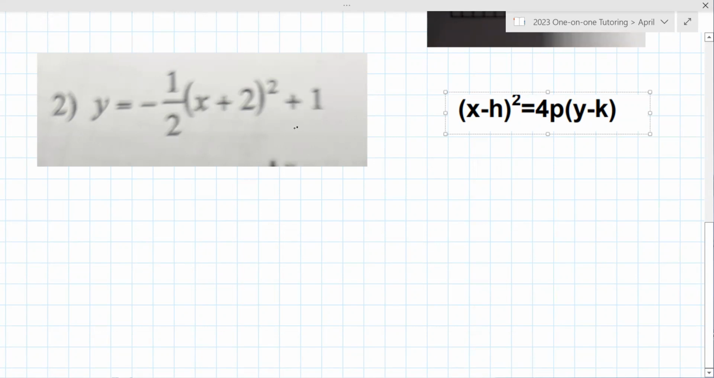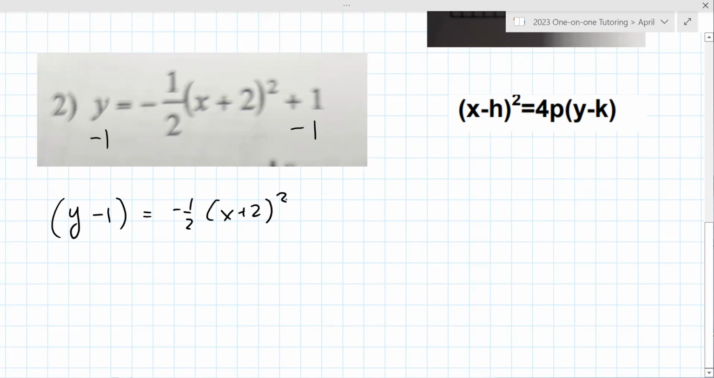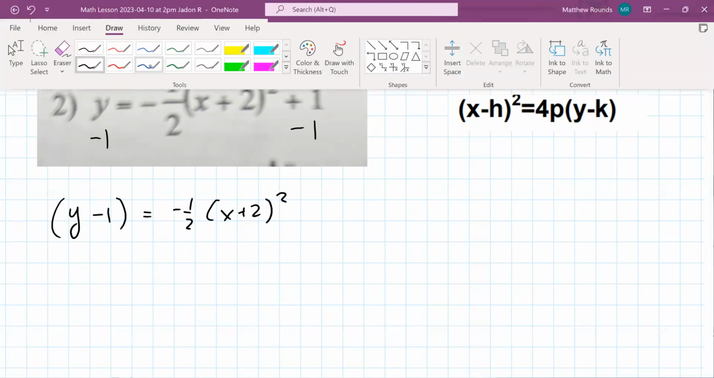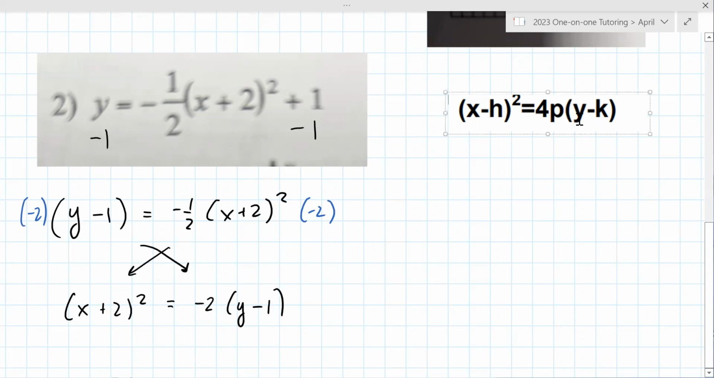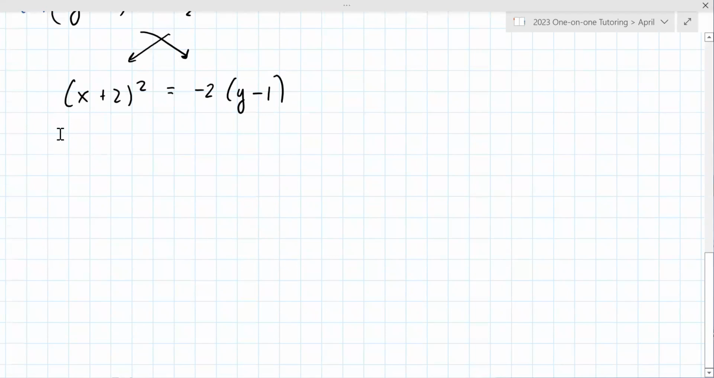So we're going to first subtract 1 from both sides. So it's y − 1 = −1/2 (x + 2)². And then we're going to multiply both sides by −2 to clear that fraction. And then I'm going to just flip the sides. So this is going to be (x + 2)² on the left equals −2(y − 1) on the right. Any questions on what I've done there? No, you just switch the sides basically. Yes, and now I'm going to move that right underneath it.